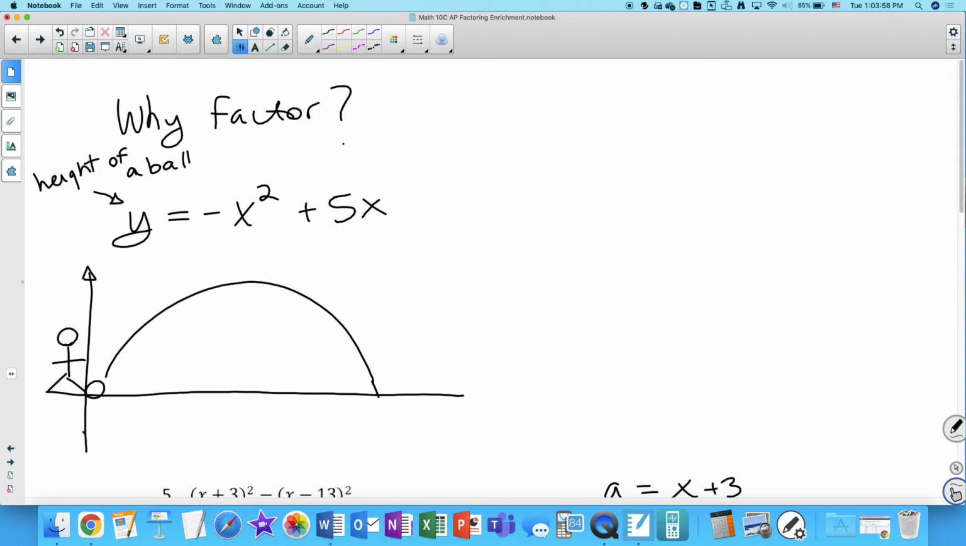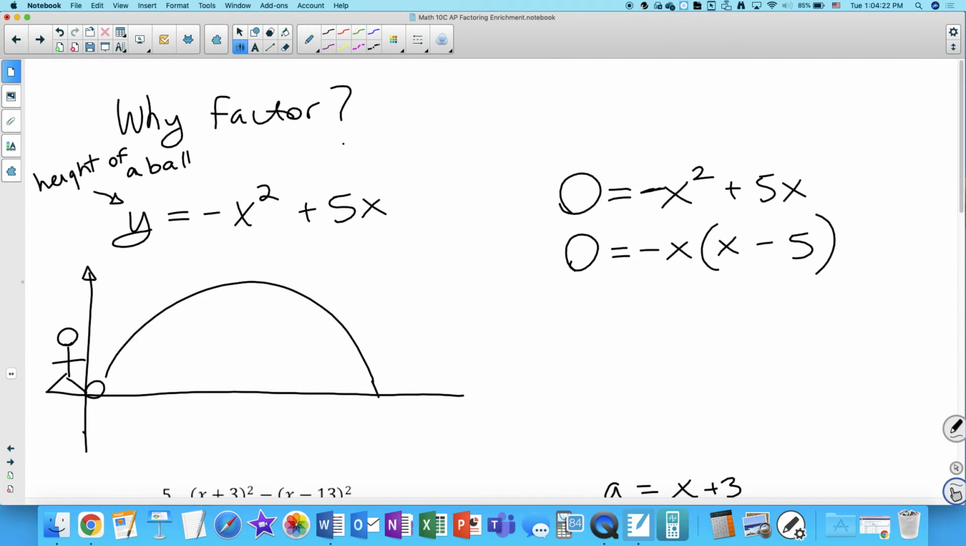If the ball lands on the ground, what would the height be? 0. So what you can do is say 0 equals negative x squared plus 5x, because y is height, so I'm replacing y with 0. Now, if I factor that, that's the factored version. We have to think about this. I'm multiplying two things together. The answer is 0. If you multiply two things together and the answer is 0, what does one of those two things have to be?